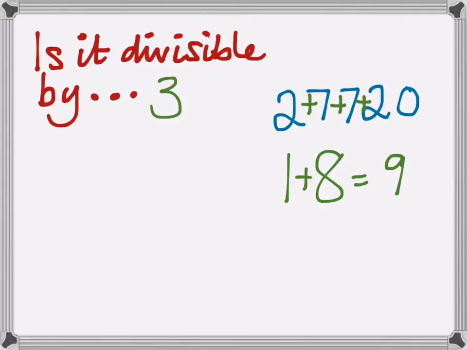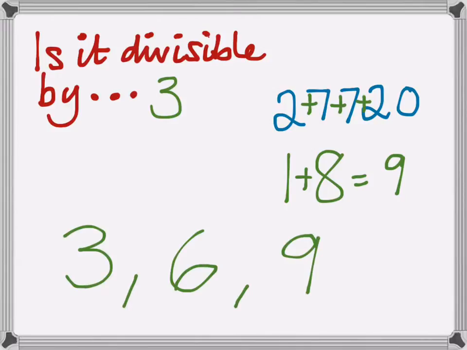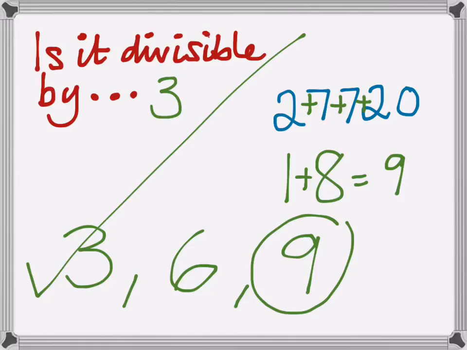Now to find out if a number's in the 3 times table, those digits have to add up to 3 or 6 or 9. So in this case, we can say, yes, it's divisible by 3 because the digits add up to 9, which tells us it's in the 9s as well. And naturally, all numbers in the 9 times table will also be in the 3 times table.